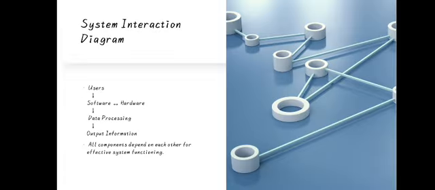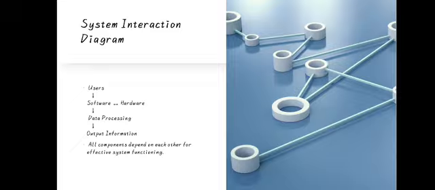System interaction diagram. First you have the users. People go to the software, and then the software interconnects with the hardware. That software connects to the output information. All components depend on each other for effective system functioning, using software, hardware, data processing, and output information.